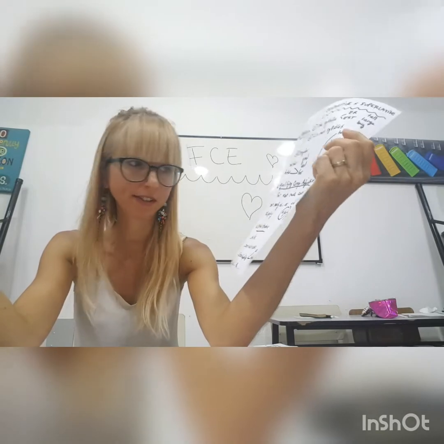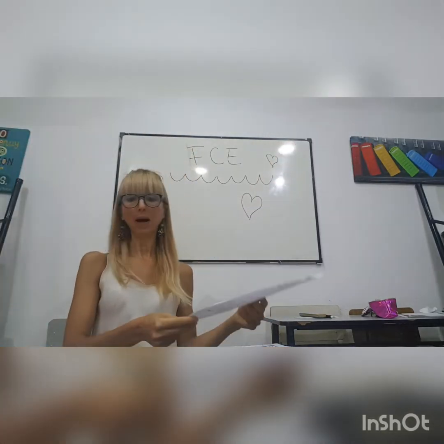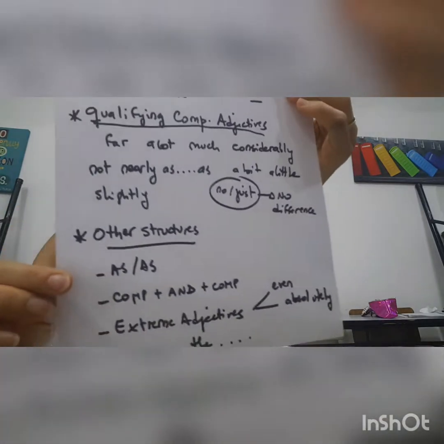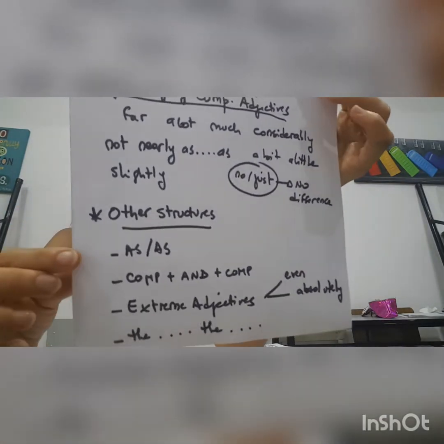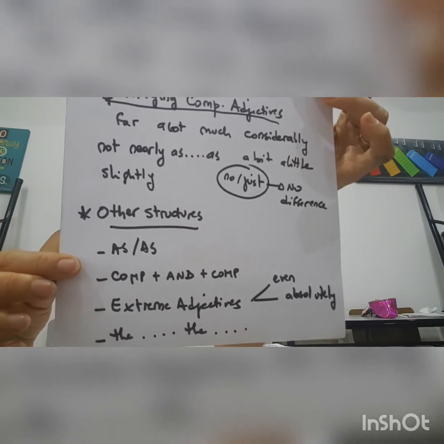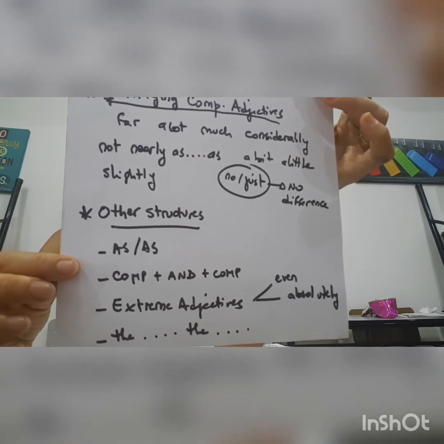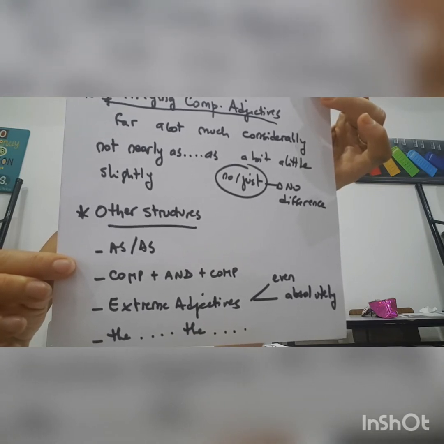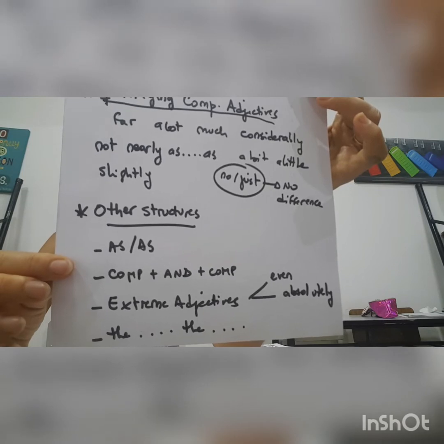No difference. Okay? Well, and then here we have some other structures that we use to compare adjectives or adverbs. As, Tom is as tall as Sue, it means there's no difference. Or Tom isn't as tall as Sue, which means that Sue is taller. Okay?